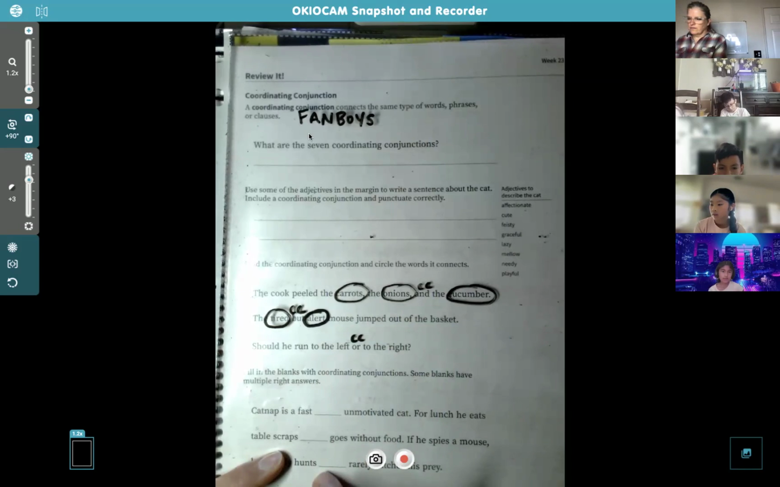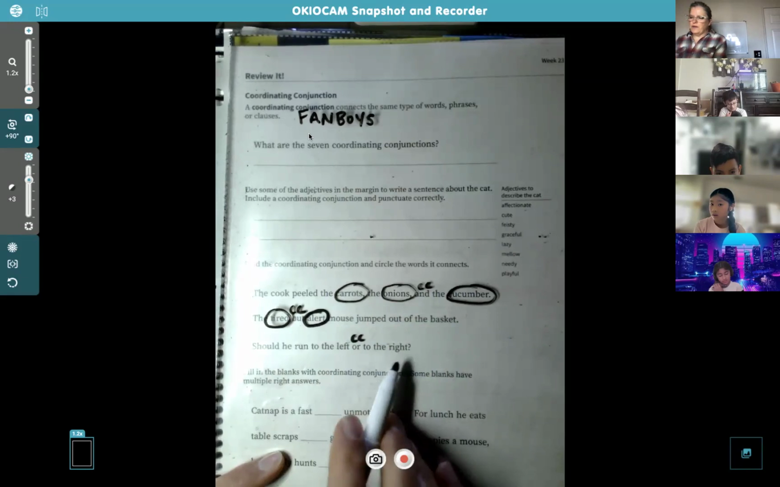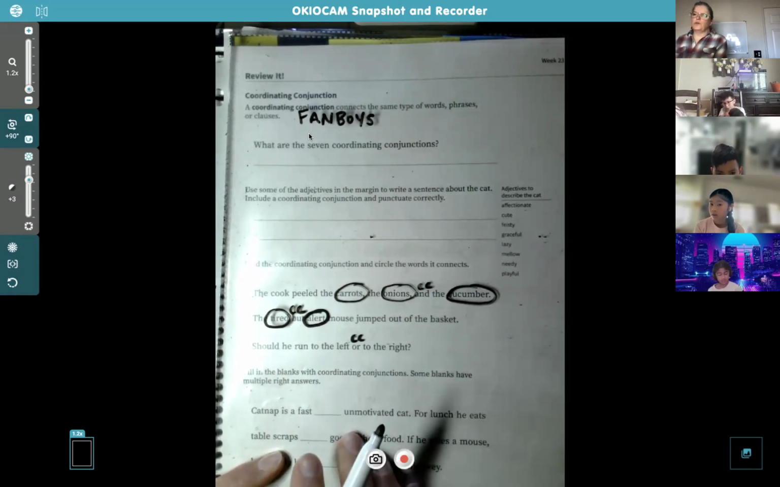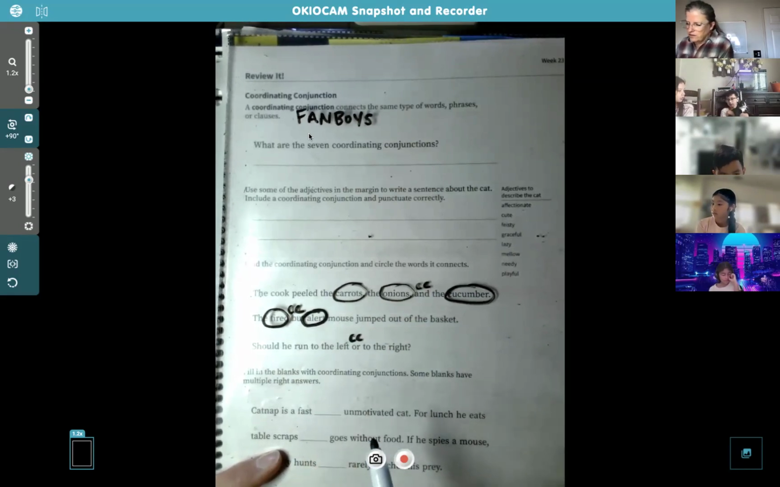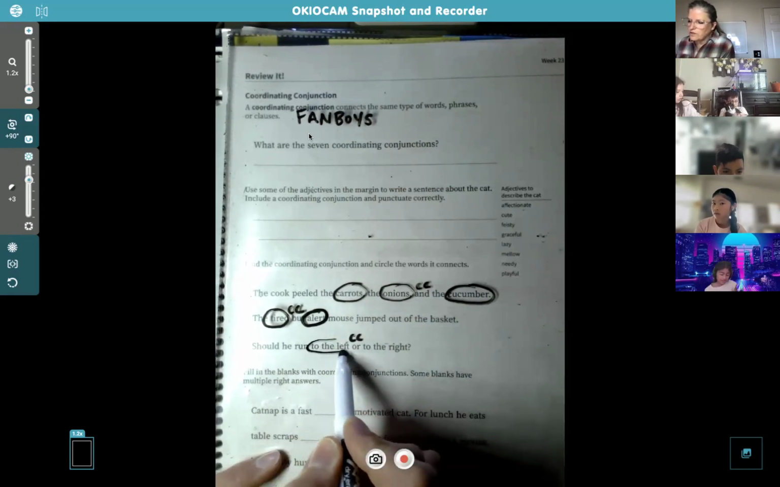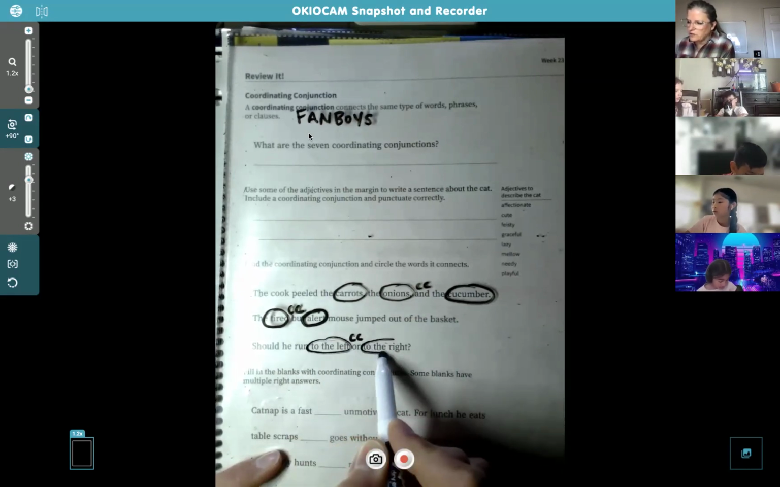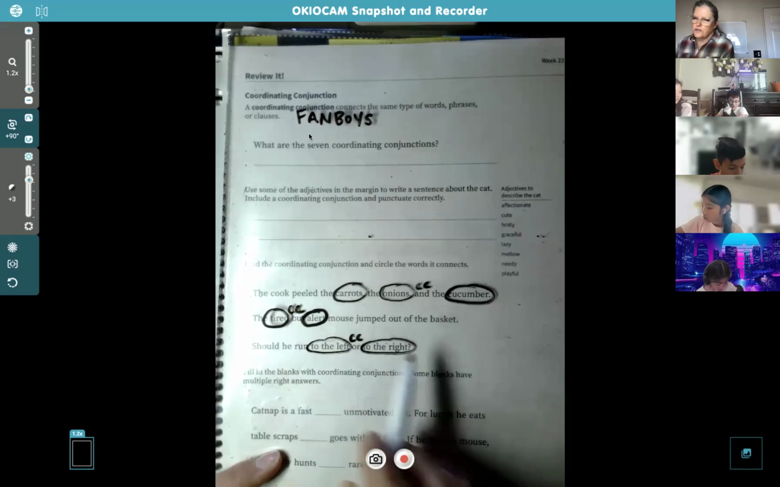Left. So it is connecting left and right, but it's actually going to be two prepositional phrases that it's connecting. So what are the two prepositional phrases? To the left and to the right. There you go. So circle to the left and circle to the right. It's connecting those two things in the sentence.